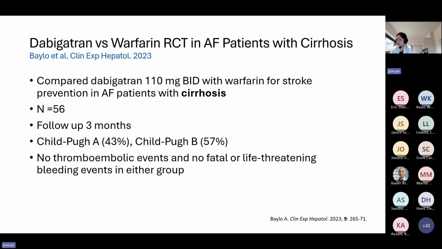The authors chose the lower dose dabigatran because prior literature showed that the reduced dose is effective and safe for patients who do have additional bleeding risk factors, and usually cirrhosis would constitute that bleeding risk factor.